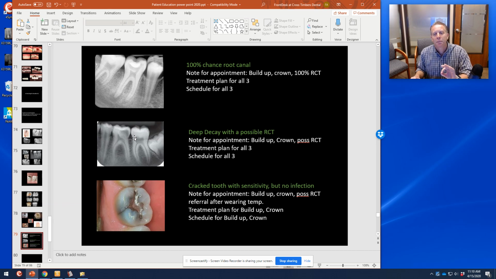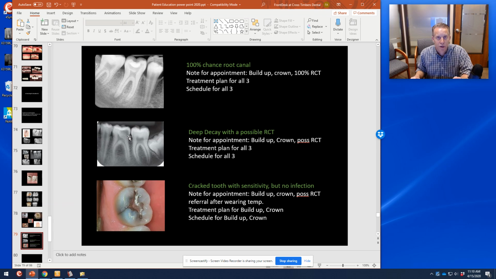If there's some kind of percentage of a root canal that's less than 100%, we're going to put in the note for the appointment book: buildup, crown, possible root canal. We're going to treatment plan for all three. We're going to schedule for all three of those to happen. We get into the middle of the appointment and it turns out they don't need a root canal. Great. We subtract the root canal from the appointment book.